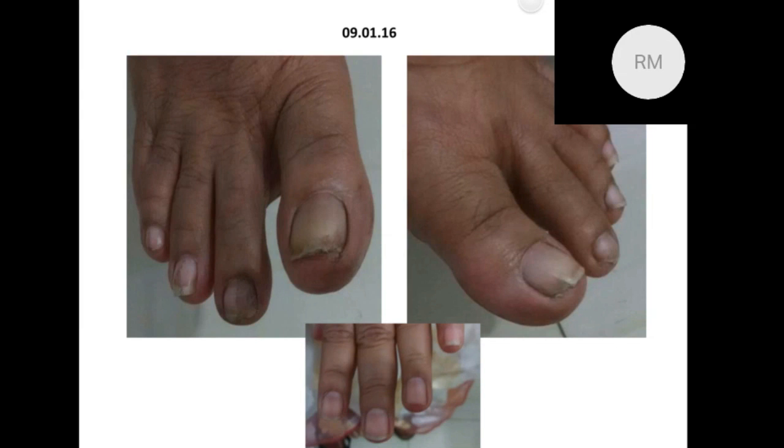Some treatments are repeated, you can see some treatments are repeated.